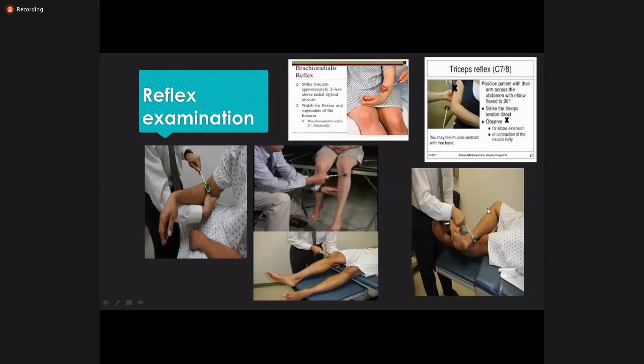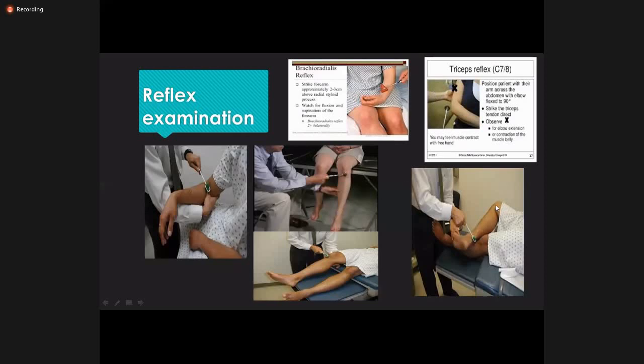Now for the ankle reflex, it is very difficult to examine the ankle reflex in sitting position, so ideally you have to make the patient lie down. And you have to compare both reflexes. I am again and again emphasizing, if you are checking the brachioradialis on the right, check the brachioradialis on the left. Similarly for the tricep and bicep, and for the knee.